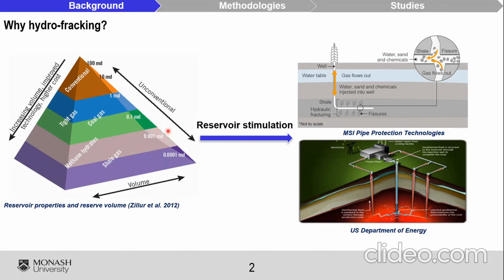In deep underground, there are abundant unconventional geoenergy resources, including coal-bed methane, shale gas, hydro-fracking, and so on. To exploit these resources, hydraulic fracturing has been regarded as the most efficient technique to stimulate these reservoirs.